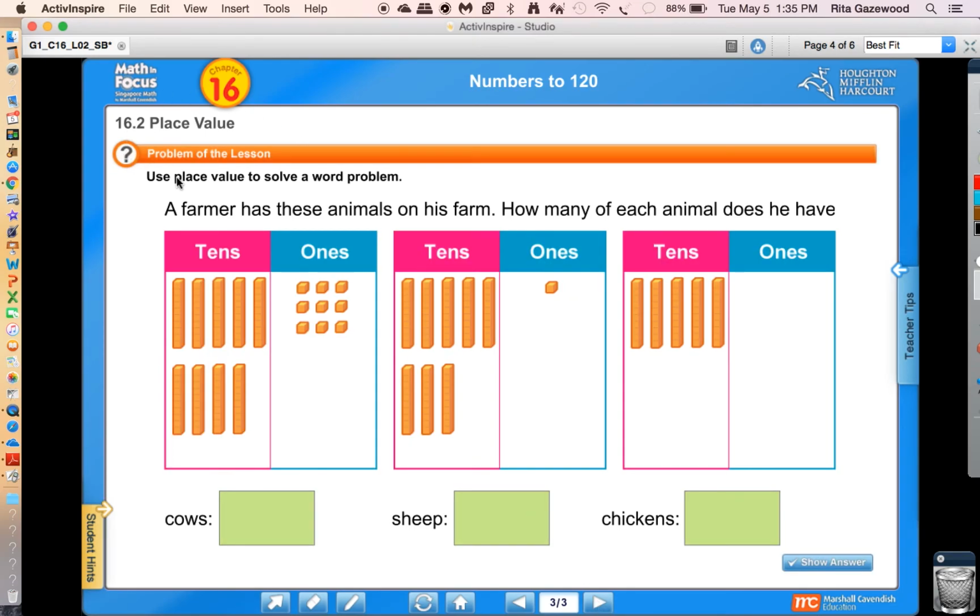All right, so our problem of the lesson says use the place value to solve a word problem. So here's our word problem. A farmer has these animals on his farm. How many of each animal does he have? So this is how many cows he has. This is how many sheep he has. And this is how many chickens he has. Let's start with the cows. How many cows does he have? I'm going to give you a second to see if you can figure it out.